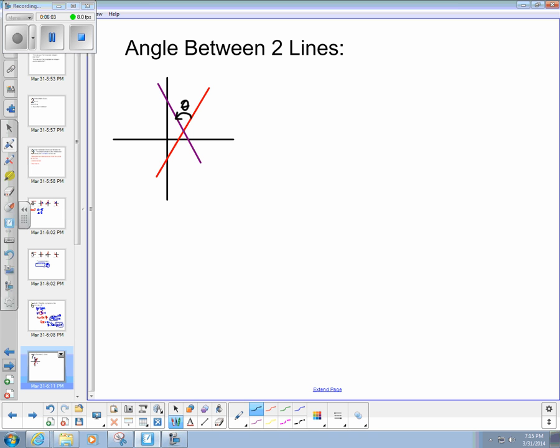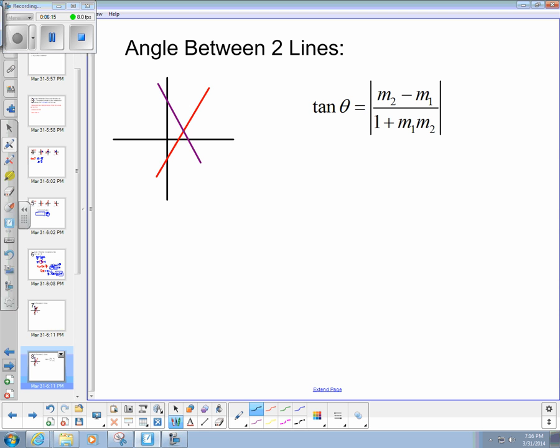Okay, so how do you find that angle? Well, one way would be to find the inclination for both lines, and then we would have to subtract to figure out what is the actual angle between. Or we can do this all at once with this formula. Tangent of theta equals absolute value of m2 minus m1 divided by 1 plus m1 m2. m1 and m2 are the slopes of the two lines. It does not matter which order you put them in.